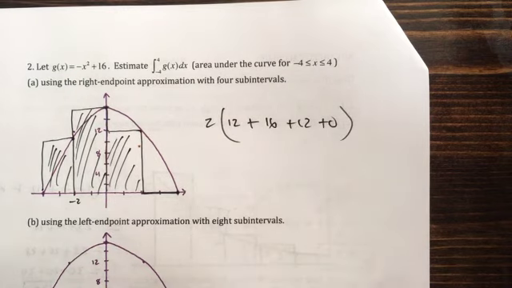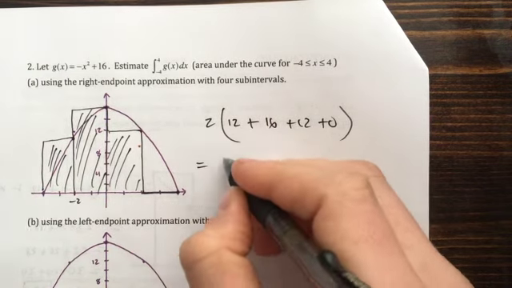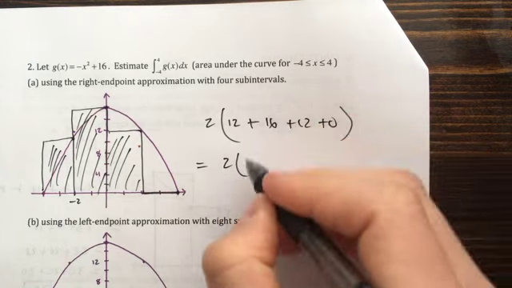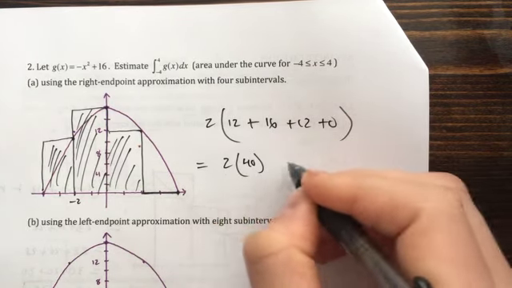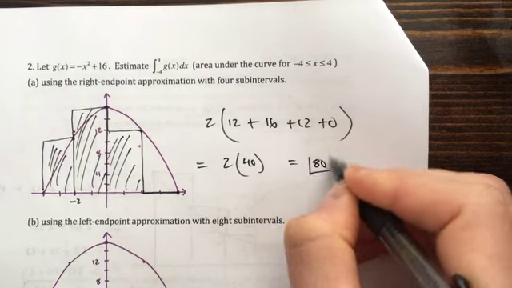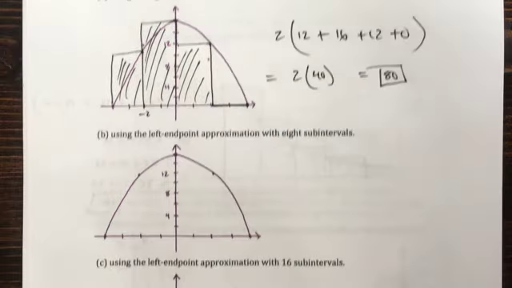1, 2, 3, 4 rectangles. And that should give me 2 times, let's see here, that's 10, 20, 30, 40. So that gives me an approximation of 80 being the area between there.